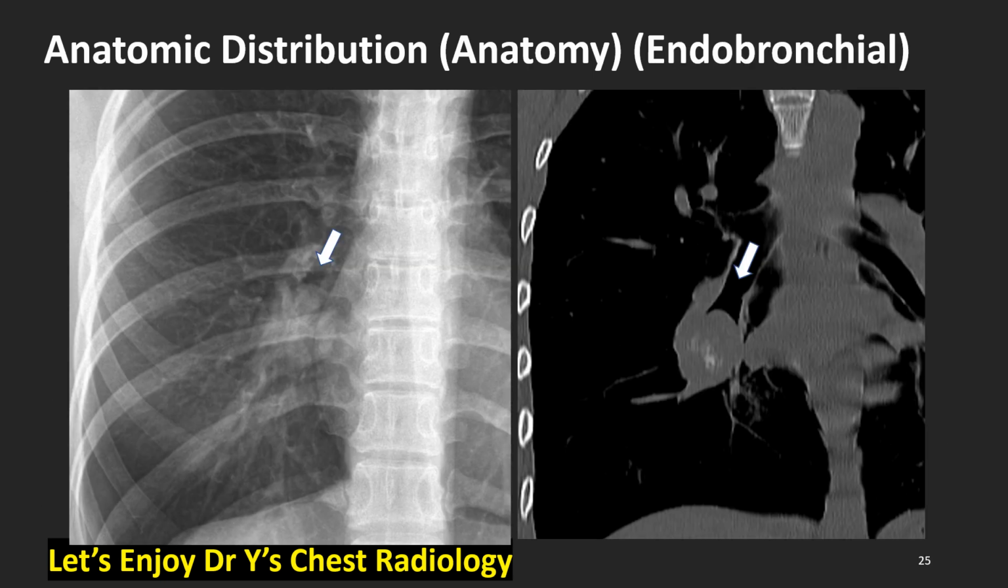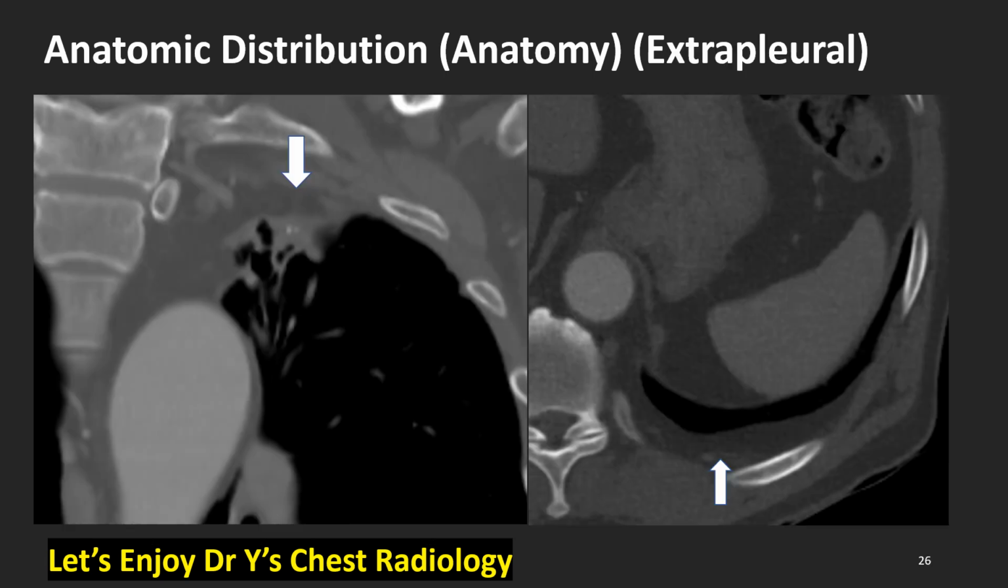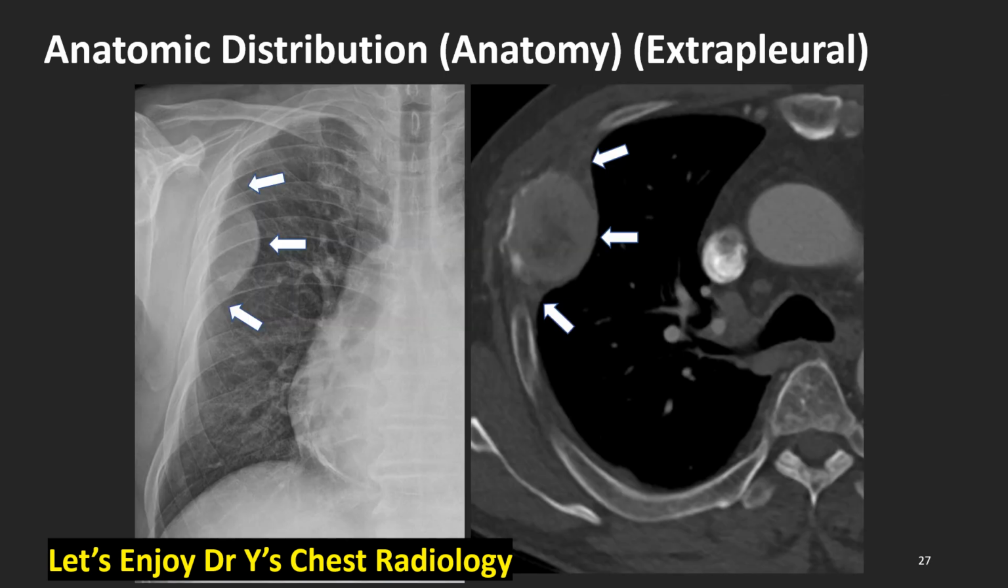Anatomic distribution, endobronchial. The arrows indicate an endobronchial hamartoma. Anatomic distribution, extrapleural. The arrows indicate extrapleural fat. Anatomic distribution, extrapleural. The arrows indicate a rib origin tumor, extrapleural.